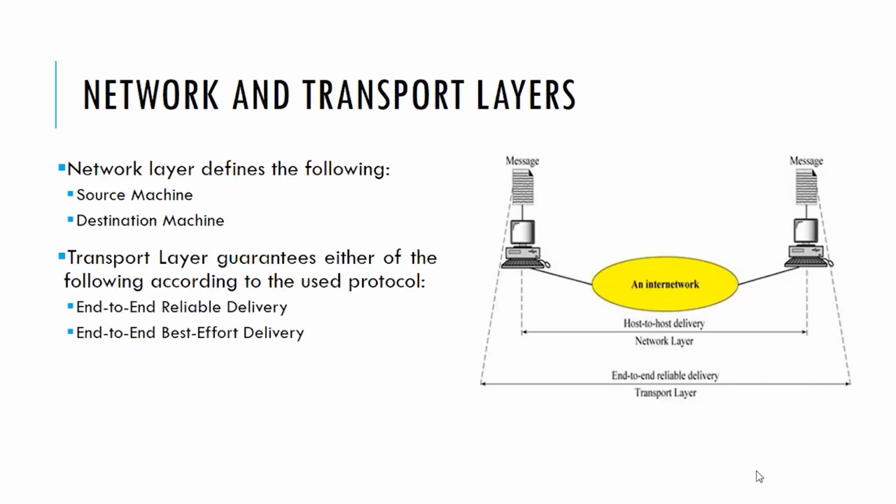Let's sum up both layers, the network and transport layer. The network layer identifies the source machine and the destination machine in any session, while the transport layer guarantees either end-to-end reliable delivery or end-to-end best effort delivery for data across the same machines. These are the main functions of the network and transport layers in the ISO OSI 7 layers.